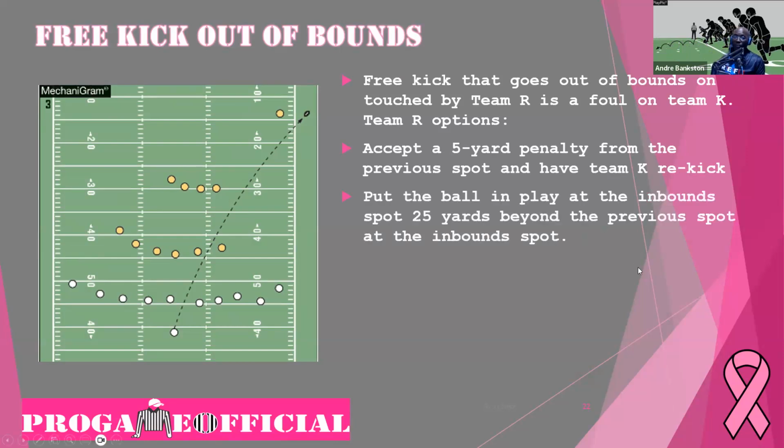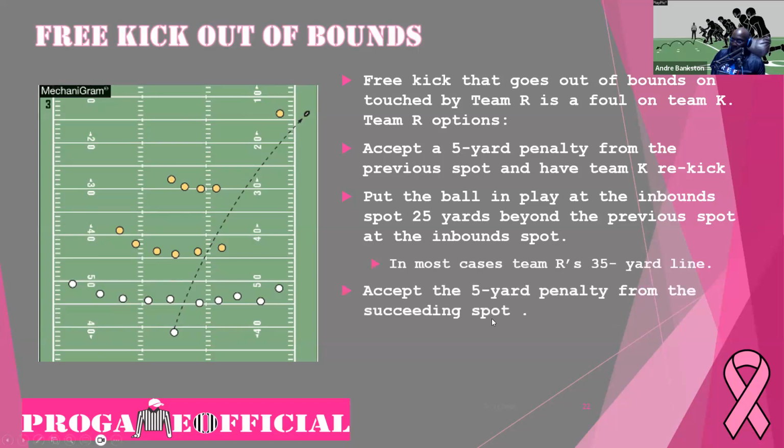It'll be 25 yards from the previous spot, which is typically the 35-yard line, but that's not always the case, because if they kick from a 25-yard line, the ball will probably be put on the 40, or the 50. It might not go to the 35. So it's always 25 from where it's kicked from, not automatically going to the 35-yard line in most cases.